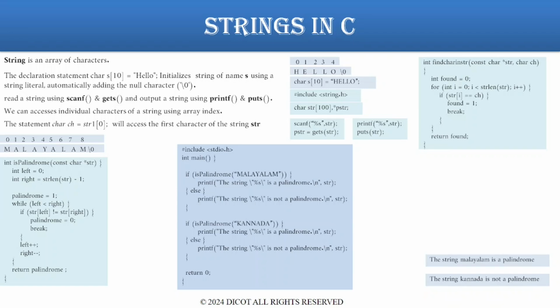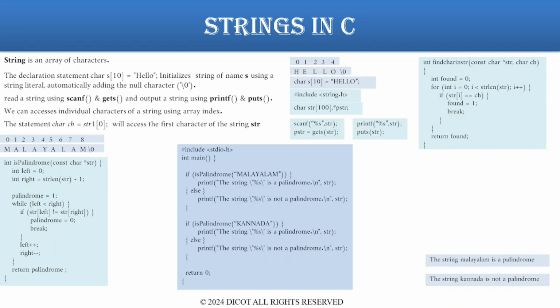Initially, let's assume that the character is not present in the string. Initialize variable found to 0. To iterate through the entire string, we can use a for loop. Initially, variable i is 0 to point to the first character, and the value of i can go up to the length of str minus 1, the position of the last character. Now, every character in the string is compared with the character to be searched. That is, compare the given character with the character at position i.